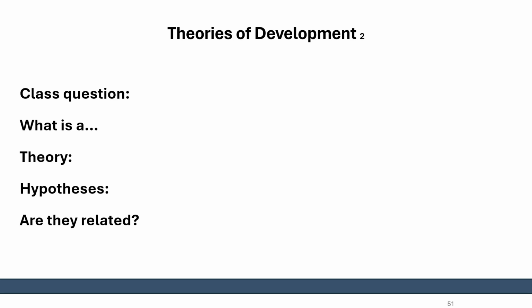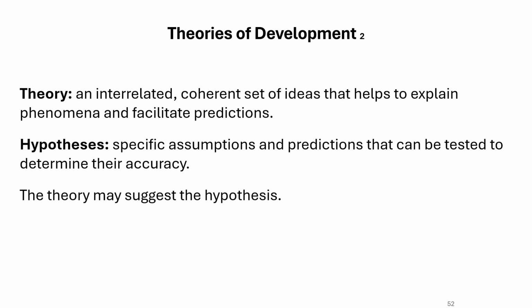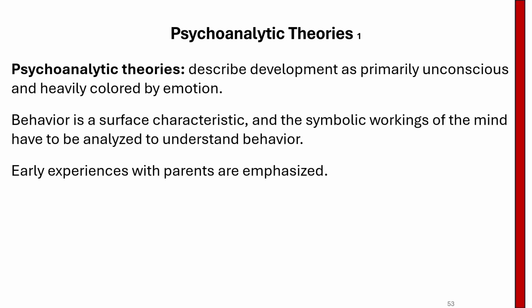What is a hypothesis or hypotheses, and are they related? A theory is an interrelated, coherent set of ideas that helps to explain phenomena and facilitate predictions. A hypothesis is a specific assumption or prediction that can be tested to determine its accuracy. A theory may suggest the hypothesis.